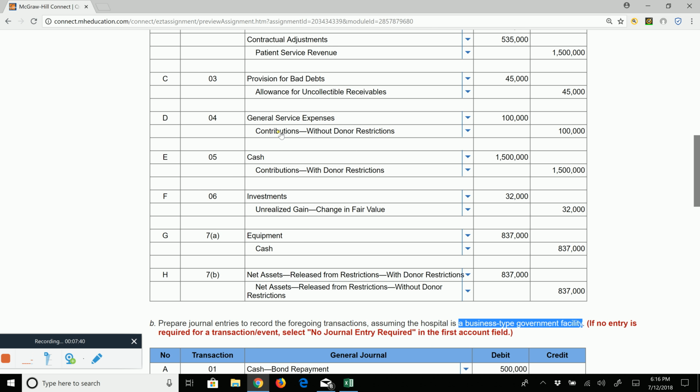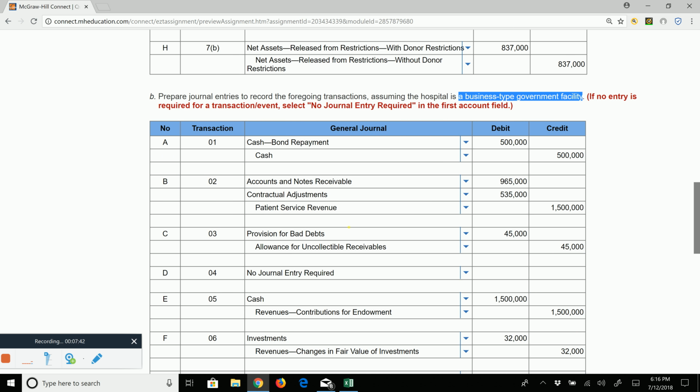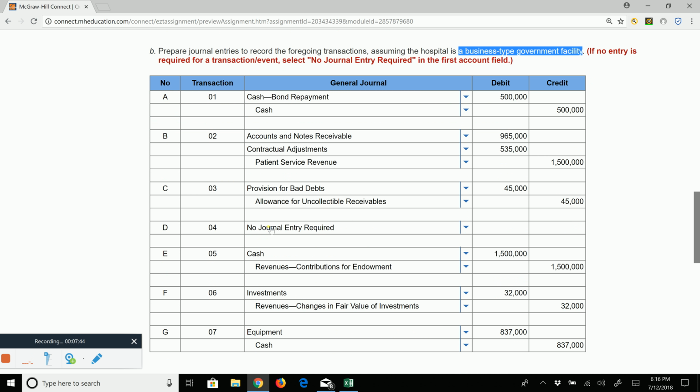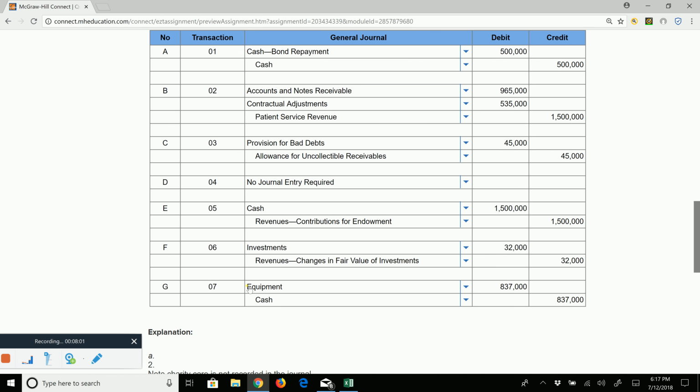services donated to us. Well, the public nonprofits don't recognize donated services at all. It doesn't matter whether it's a specialized skill or not. Big difference. Journal entry 5 is the same. We just remember we don't need to keep track of contributions as either with or without donor restrictions. That's the difference there. And of course, we don't need to release restrictions in number 7.